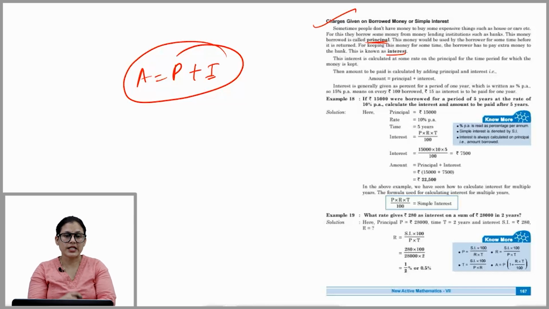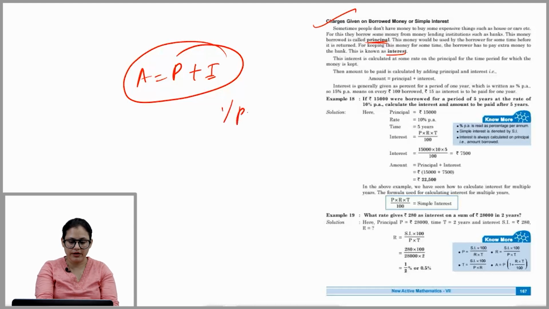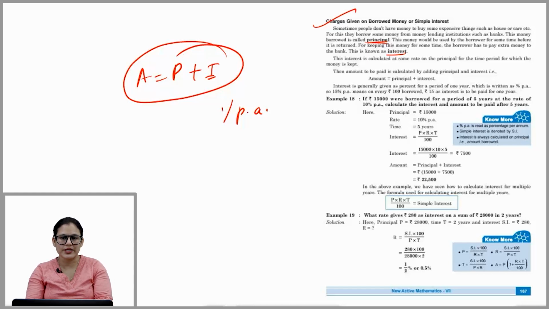Now, interest is generally given as percent for a period of 1 year, which is written as percent per annum. Okay, so 15% per annum means on every 100 rupees borrowed, rupees 15 as interest is to be paid for 1 year. Okay, let's check out the example. If 15,000 rupees were borrowed for a period of 5 years at the rate of 10% per annum, calculate the interest and amount to be paid after 5 years.